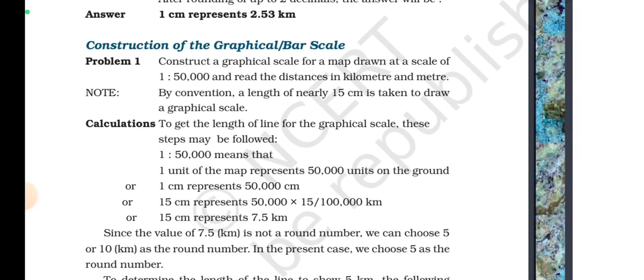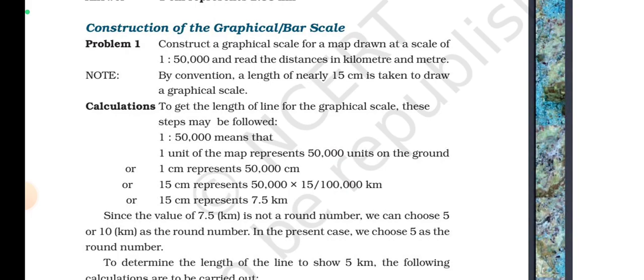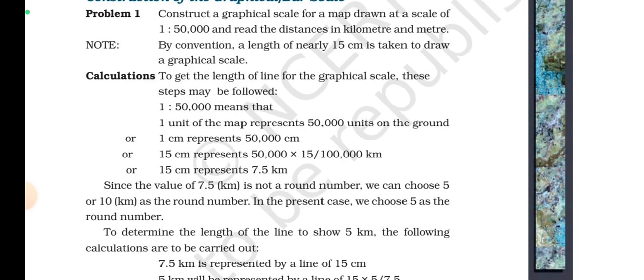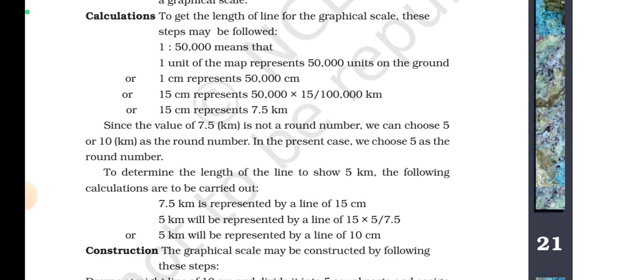Now, construction of the graphical or bar scale. Construct a graphical scale for a map drawn at a scale of 1 is to 50,000 and read the distance in kilometers and meters. By convention, a length of nearly 15 centimeters is taken to draw a graphical scale. To get the length of the line for the graphical scale, these steps may be followed.